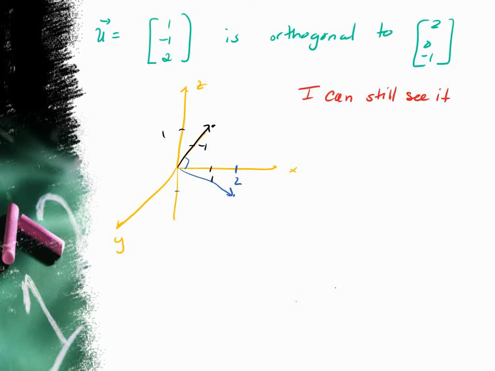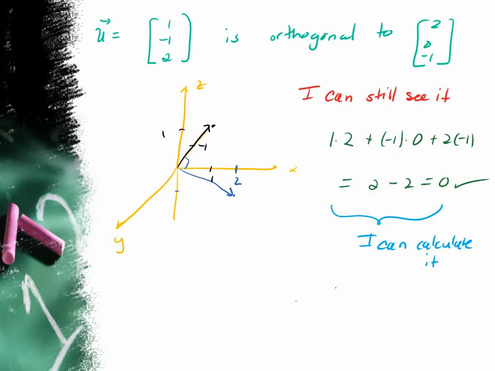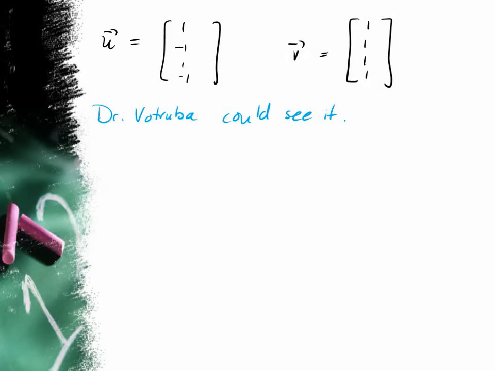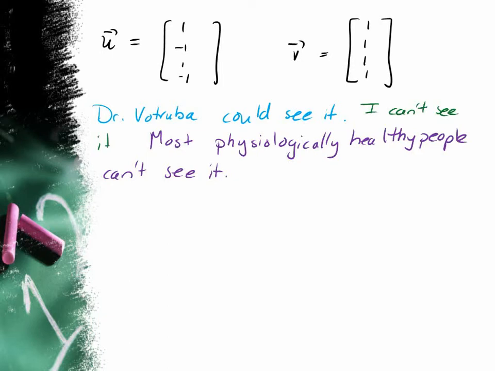So I can still see these 2 vectors, and I can imagine that they're perpendicular. I can see it. And I can calculate it too. Now I have two vectors in R4. I had a professor named Dr. Rotruba for my Calc 3 class, and he said he could see it. I can't see it. And I think most physiologically healthy people can't see it either. I think it's just him. So we can't see it anymore, but we can still calculate it.